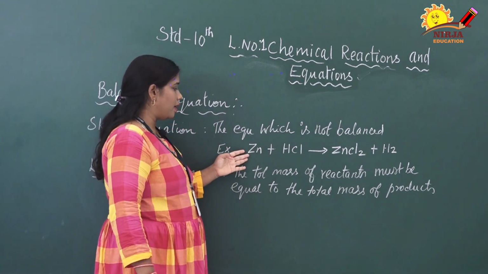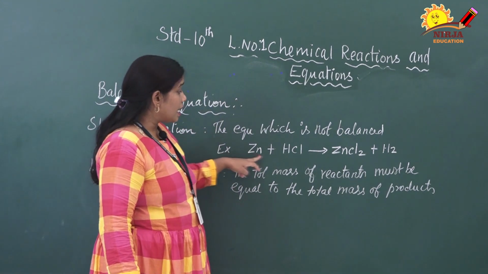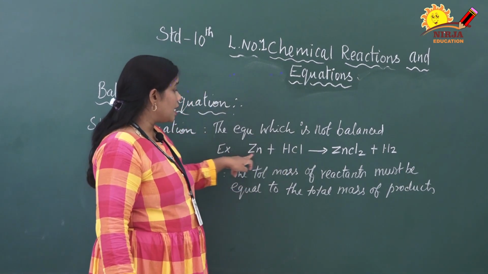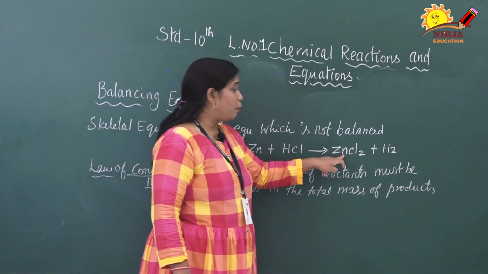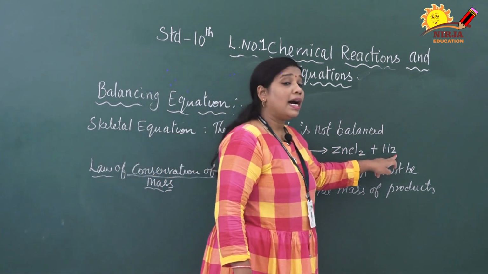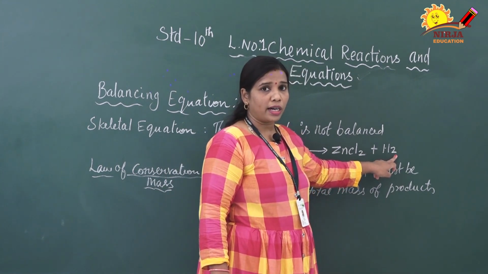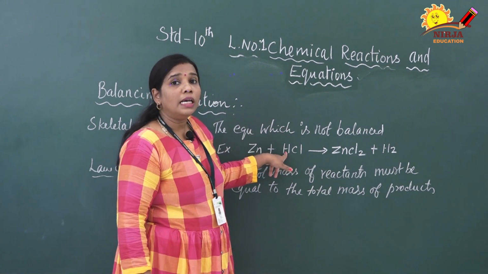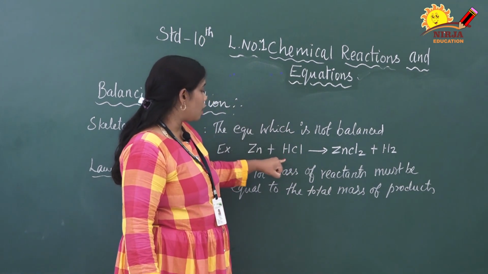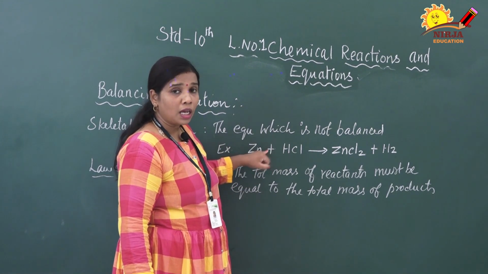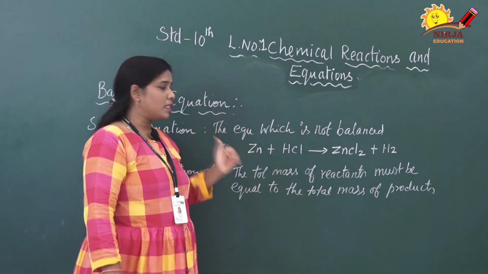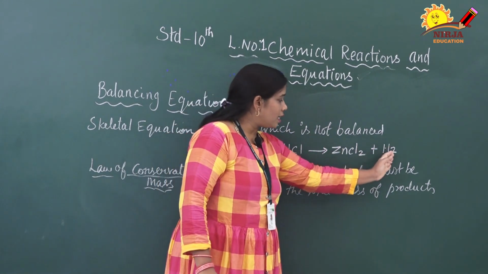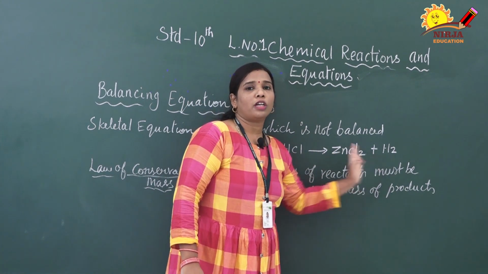I gave one example here. Zn for zinc. Zinc reacts with hydrochloric acid, HCl. When zinc reacts with hydrochloric acid, it produces zinc chloride along with hydrogen gas. Here you have to see this. These two are called reactants. Since two substances are there, we add a plus in between, and we write them on the left side. Between the reactants and products we put an arrow. The right-hand side has the two products we are getting.